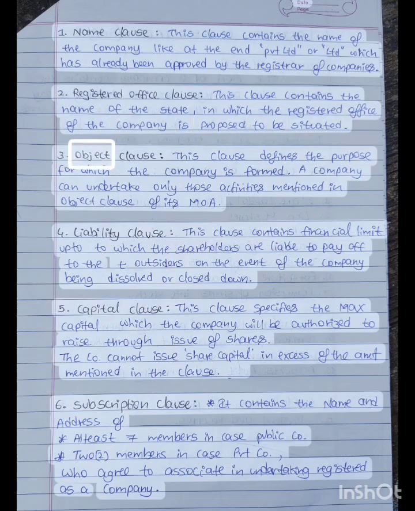3. Object clause. This clause defines the purpose for which the company is formed. A company can undertake only those activities mentioned in the object clause of its MOA. 4. Liability clause. This clause contains the financial limit up to which the shareholders are liable to pay off to the outsiders in the event of the company being dissolved or closed down.